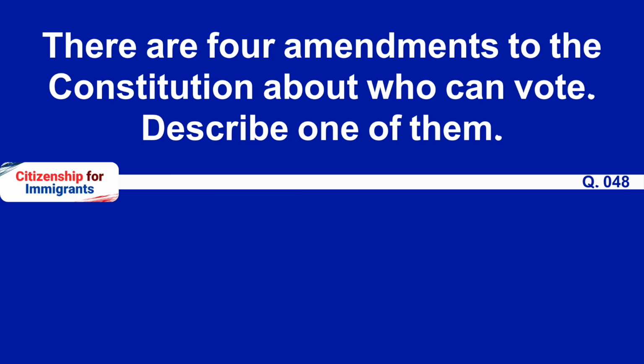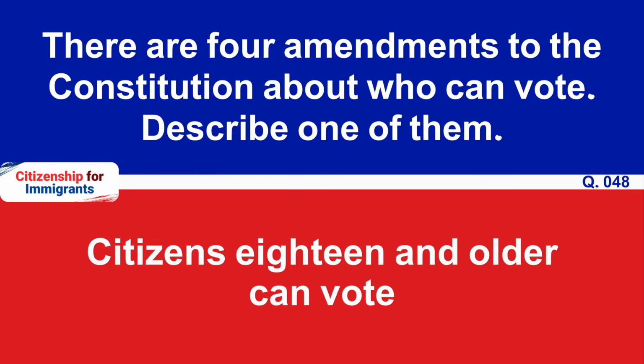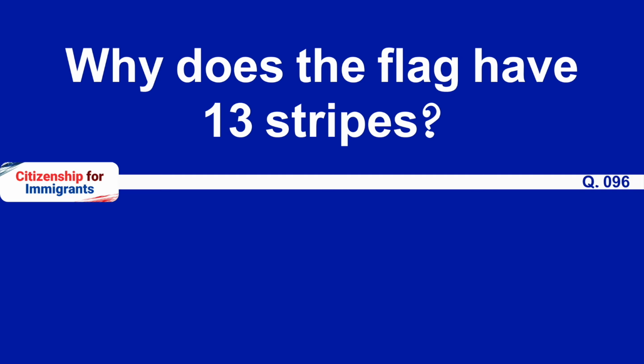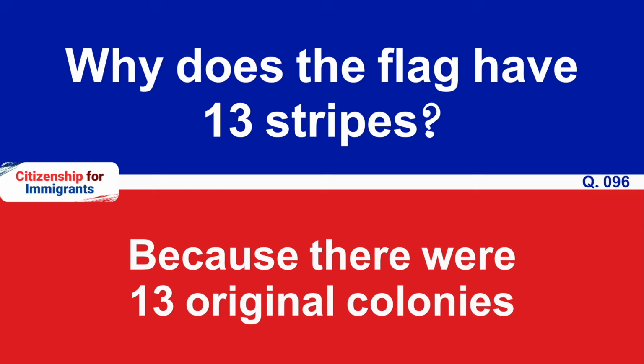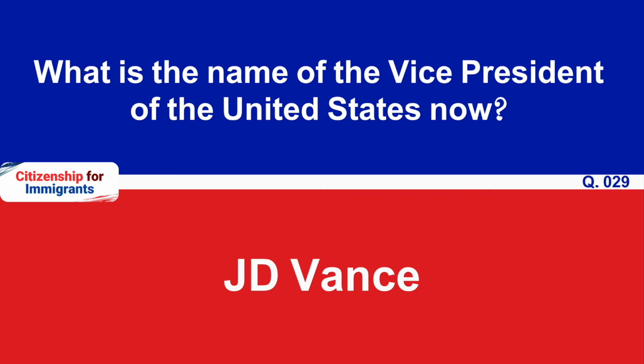There are 4 amendments to the Constitution about who can vote. Describe one of them. Citizens 18 and older can vote. Why does the flag have 13 stripes? Because there were 13 original colonies. What is the name of the Vice President of the United States now? J.D. Vance.